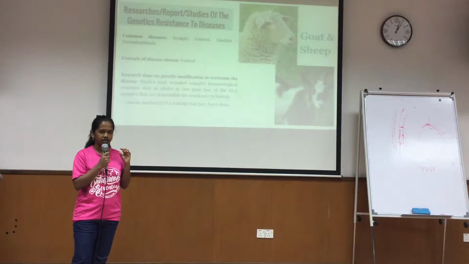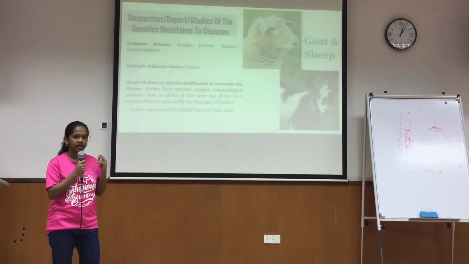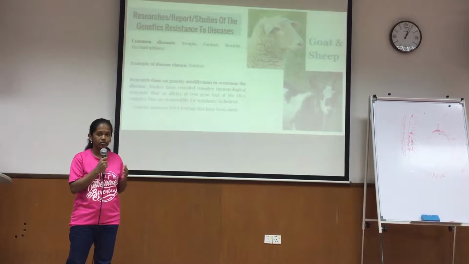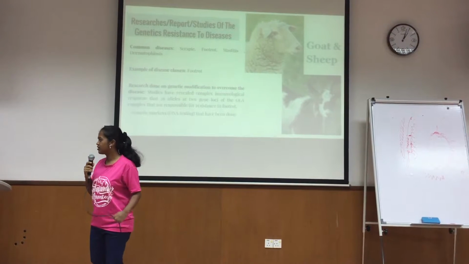So if the researchers increase the number of these 26 alleles at the OLA complex, it can help to prevent this foot rot disease. So moving on to Rick.